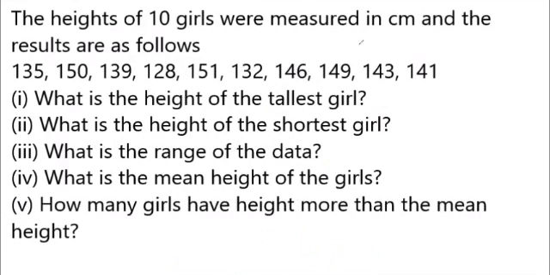The heights of 10 girls were measured in centimeter, and the results are as follows: 135, 150, 139, 128, 151, 132, 146, 149, 143, and 141. What is the height of the tallest girl? What is the height of the shortest girl? What is the range of data? What is the mean height of the girls? And how many girls have heights more than the mean height?